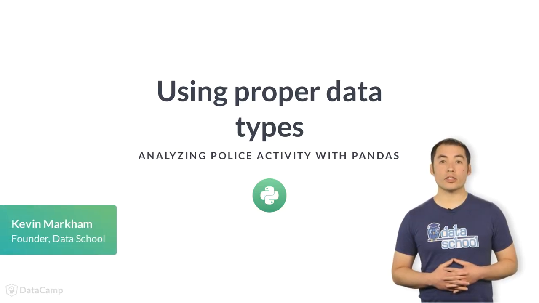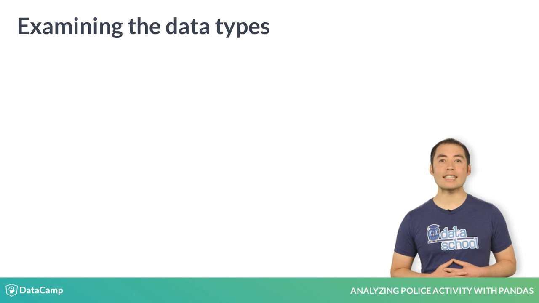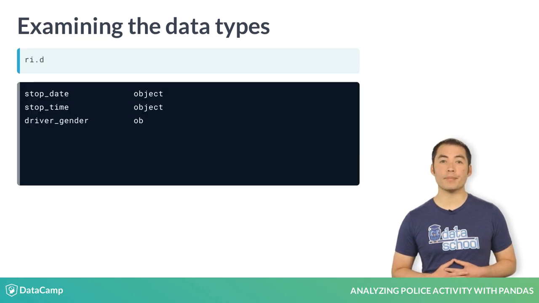In the last set of exercises, you began cleaning the dataset by removing columns and rows that will not be useful for your upcoming analyses. Now, we're going to continue cleaning the dataset by ensuring that each of the columns has the proper data type. Let's take a look at the dtypes attribute of the DataFrame.